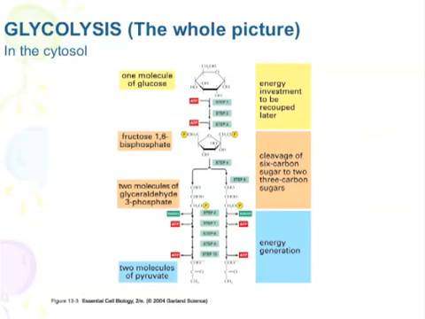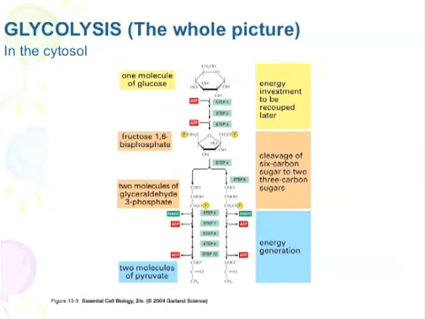So glycolysis is the partial breakdown of glucose. You always start with glucose and end with what's known as pyruvate or pyruvic acid, and there are 2 molecules. There are 3 major steps in glycolysis: the energy investment, the cleavage of the glucose, and then energy generation. Basically, energy investment means you have to put in energy to gain energy.